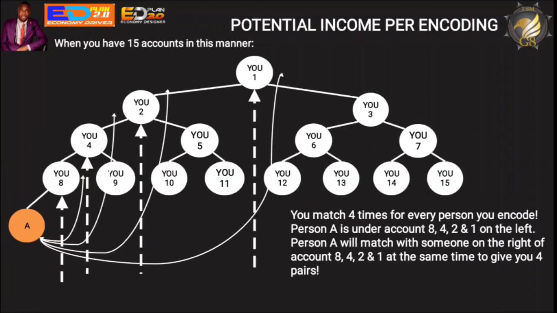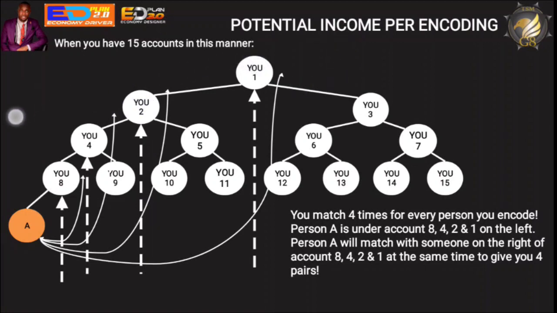Now, let's look at this case where you have 15 accounts, like me and other people who are in this business, and you want to encode a person who is going to join with just one account only. So this person has joined here with one account. If you're the one who brought him, you make the direct referral bonus. If this person was brought by your team, you're going to make what you call matching bonuses. And this is how it goes. This guy is under account 8, and account 8 is under account 4, and account 4 is under account 2, and account 2 is under account 1.